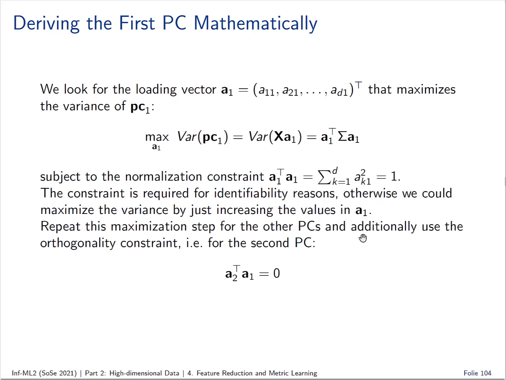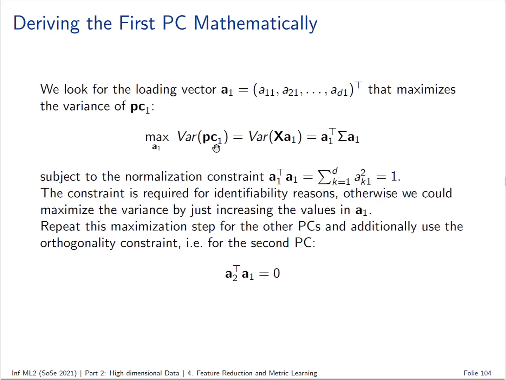We simply have to have an additional orthogonality constraint from the second PC upwards, which says that the new principal component that we compute needs to be orthogonal to all the previous principal components, meaning that the corresponding dot product needs to be 0. Which means that these two vectors are orthogonal to each other. So that is basically it.